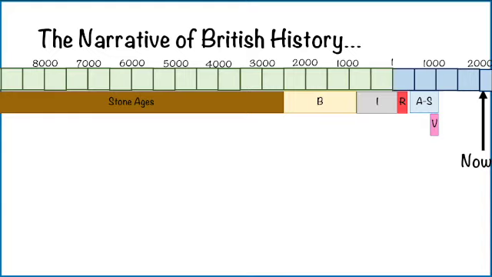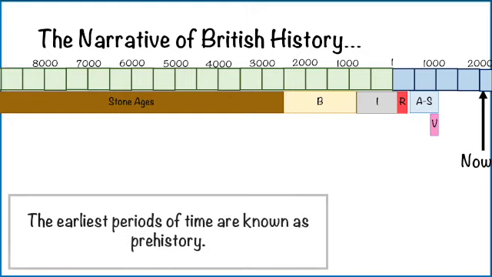On this timeline, you can see part of the narrative of British history. But this isn't the full narrative of British history. Oh no, that starts much earlier and continues all the way through to now. Today, we are going to focus on the start of the narrative. The earliest periods are known as prehistory. By the way, did you notice the scale had changed on the timeline? The scale is always something to look at before you start studying the information the timelines present.